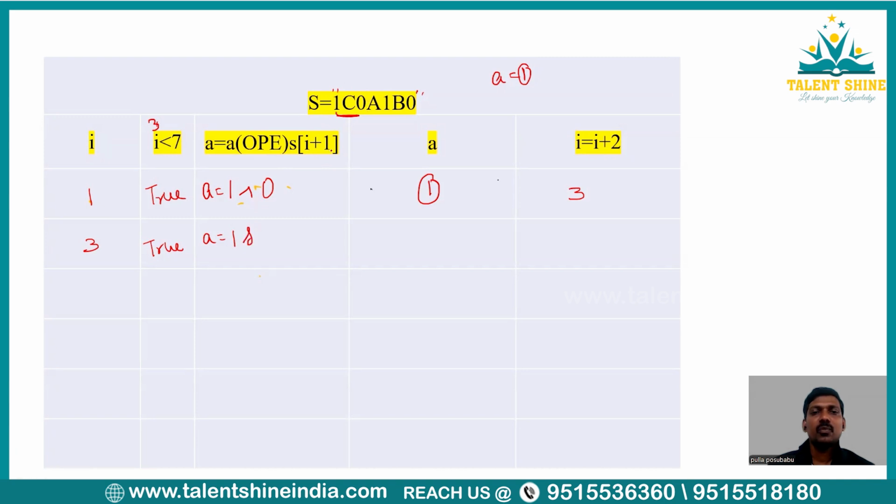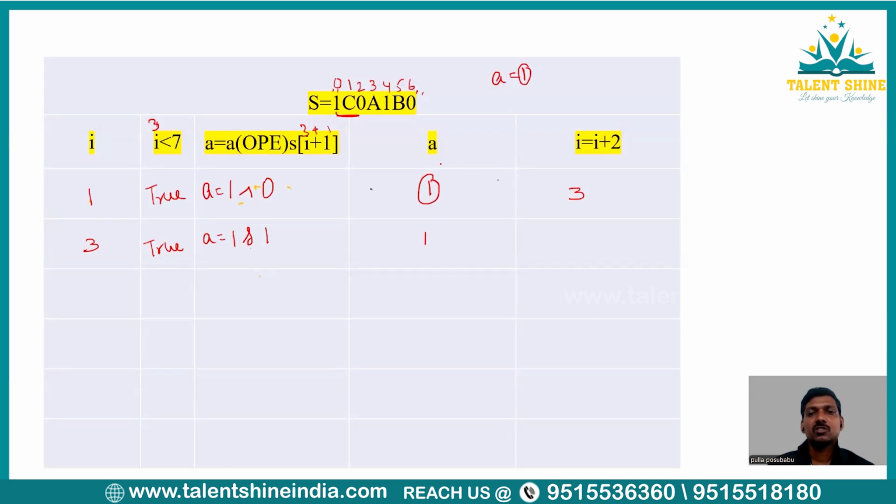So again, S of I plus 1. S of I plus 1 means I value is 3, so 3 plus 1 means S of 4. So what is S of 4? This is 0, 1, 2, 3, 4. So what is S of 4? 1, right? So now S of 4 means 1. So you could write 1. So 1 and 1, what will be the result? Again 1.